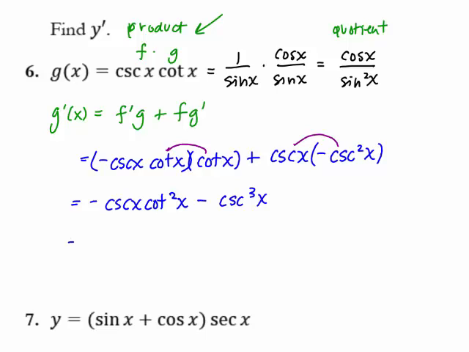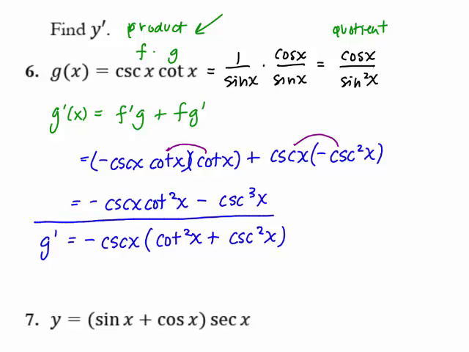Now in the textbook, I believe they factored out a cosecant. So negative cosecant x times cotangent squared plus cosecant squared for the derivative g prime. Either one will work. I don't need you to factor it, but in case you need to factor it to make sure that you're getting your homework questions right, you should be able to do so.